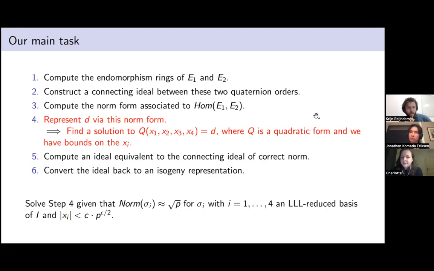Is this a commented question as well? Yeah, that's correct. But we do need to compute this. We need to find this alpha in order to be able to actually compute this J, in order to get the correct ideal in the end, yes. Yeah, I hope that somehow answered the question.